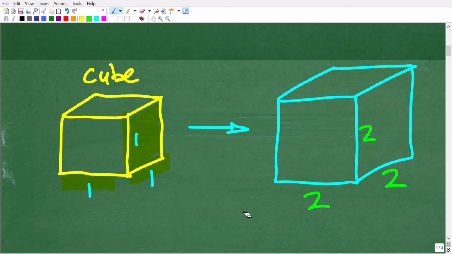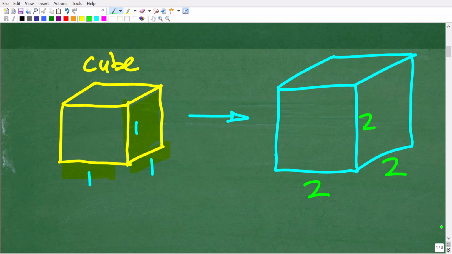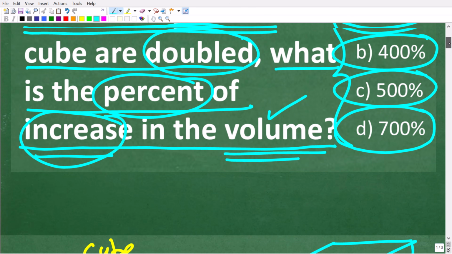Now, you could use actual values like this to figure out the answer to this problem, or you could use an algebraic variable like x. For example, I could let x represent the width, height, and length of this cube. But you'll get the same answer anyway. All right, so this is basically what's going on in the problem.